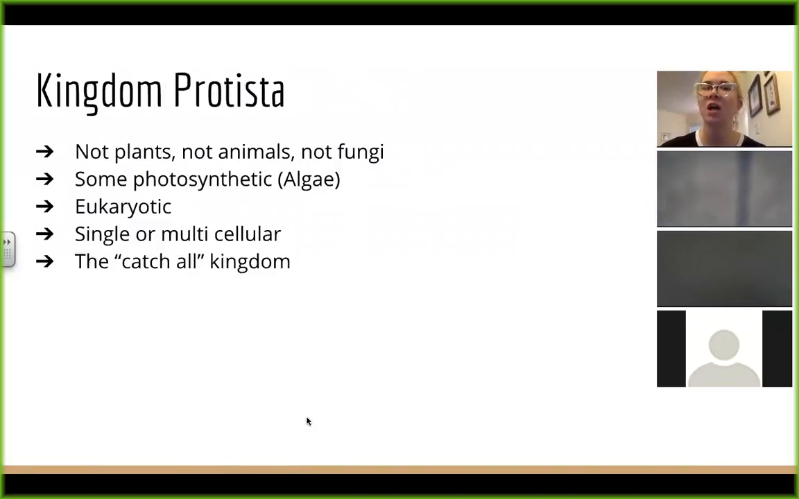Kingdom Protista, right? This is like the weirdest kingdom. They're not plants, they're not animals, they're not fungi. Some of them are photosynthetic, like algae, meaning they can make their own food. Some aren't, right? This is where you see weird stuff like slime molds. You see a lot of parasites, lots of creepy stuff in the Protist kingdom. They are eukaryotic, which separates them from bacteria. They can be single-celled or multicellular. And really, this is known as the catch-all kingdom. This was the kingdom that scientists just put everything in that didn't fit in another kingdom.